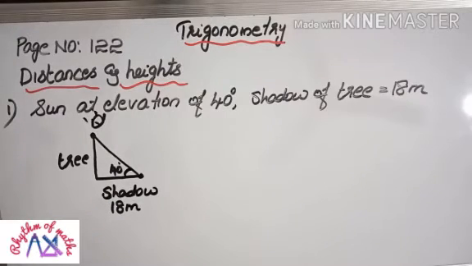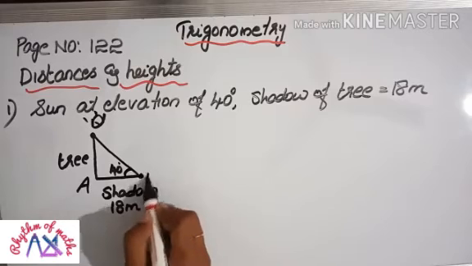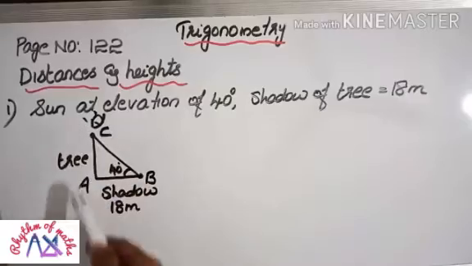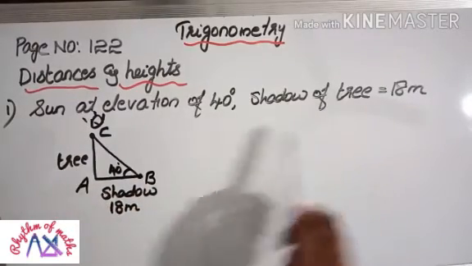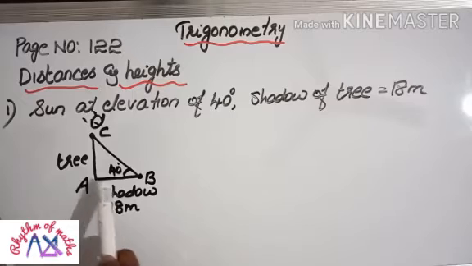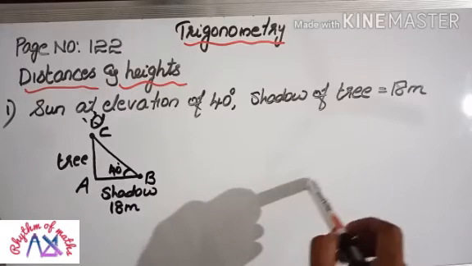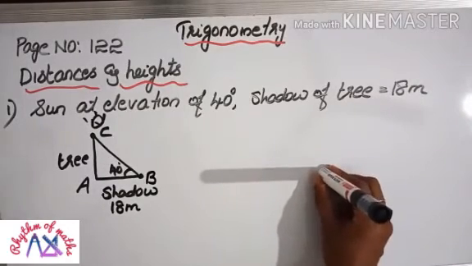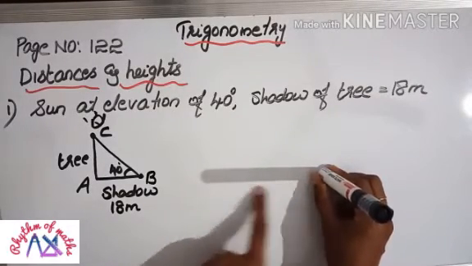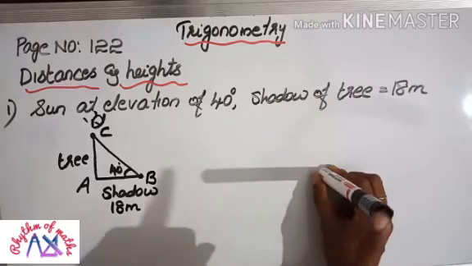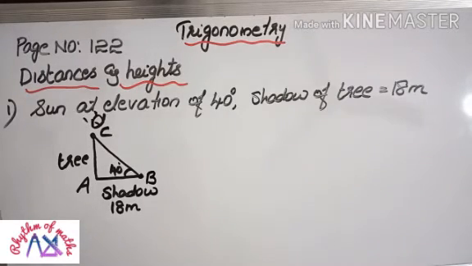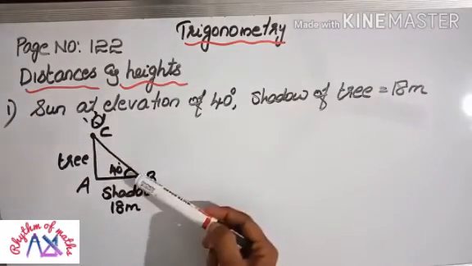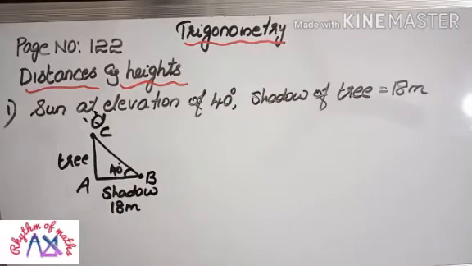So let's mark the points A, B, C. Tree means a straight line, that means a perpendicular line. Then shadow is always parallel to ground. When you look at this pen, this pen's shadow is parallel to what? Ground. Same like this. This is tree, this will be shadow. Next, elevation. Elevation means anyway towards up. So from this point elevation is given as 40 degrees. So this is the figure.